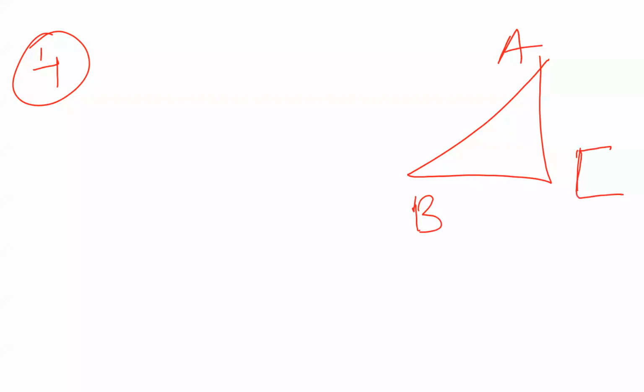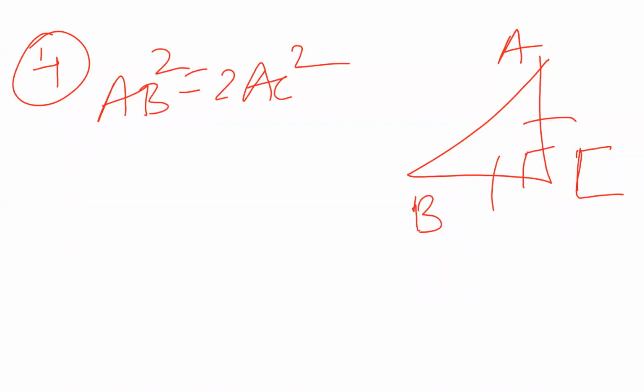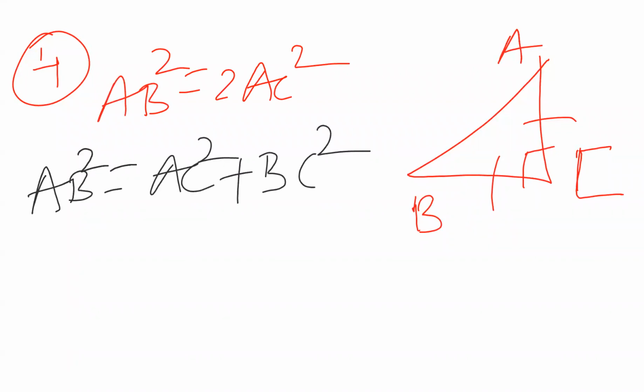ABC is an isosceles triangle. This is A, B, and C. Isosceles right angle triangle. Right. Now you have to prove AB square is 2 AC square using Pythagoras theorem. AB square is equal to AC square plus BC square. AC and BC both are equal. So it can be 2 AC square, right?